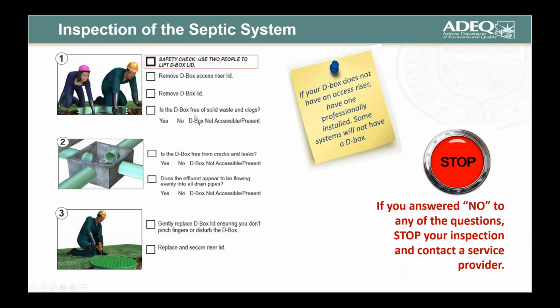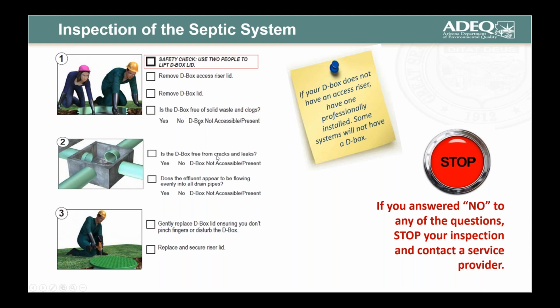and remove the D-box lid. And then you're looking in the D-box to see if it's free of solid waste or clogs, because you can't get an even split on the flow if you've got solids plugging up one of your laterals, so the other two laterals are overloaded and this one is starved. So there's definite merit if you can look at the D-box to do that.